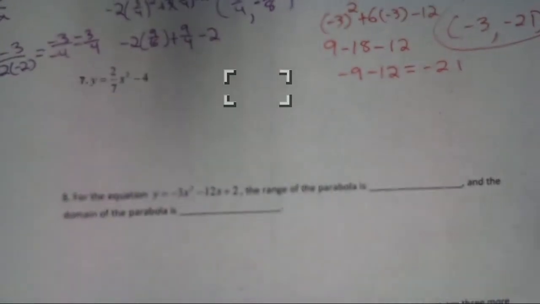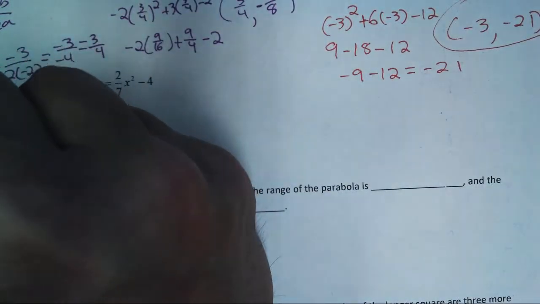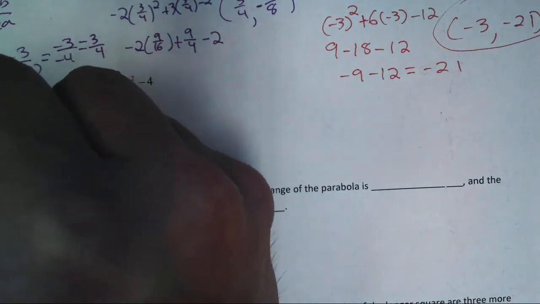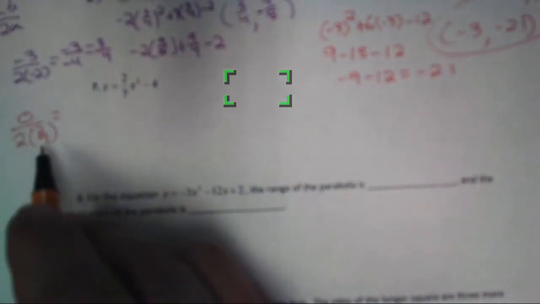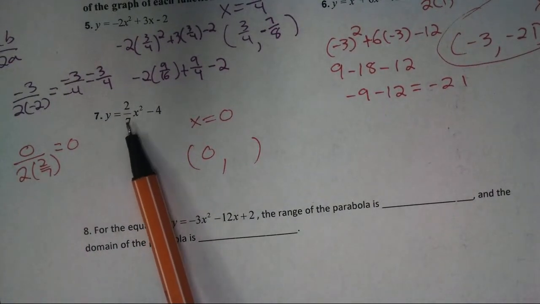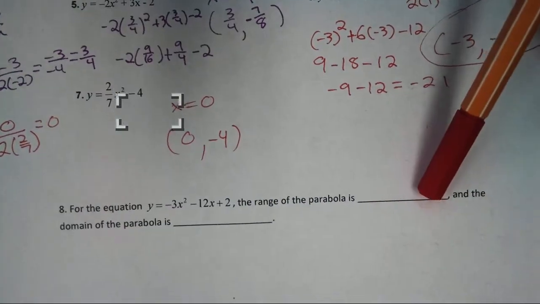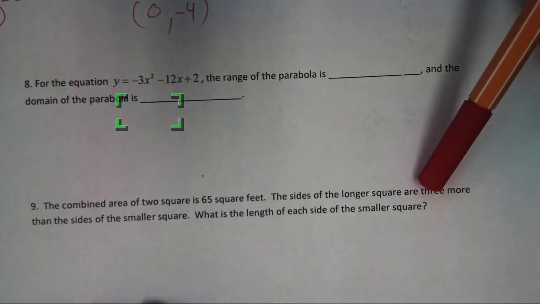On number 7, our b value, there is no b value. So that means it's going to be 0 over 2 times our a, which is 2/7, which doesn't really matter, because 0 divided by a number is going to give you 0. So therefore, your axis of symmetry is x equals 0. Your vertex, you're going to plug 0 in. When we plug it in, 0 times itself is 0 times 2/7 is still 0. Take away 4 puts you at negative 4. So 0, negative 4 would be your vertex.